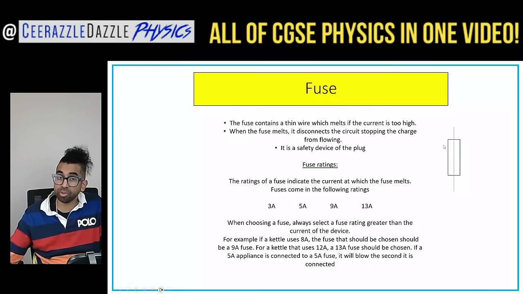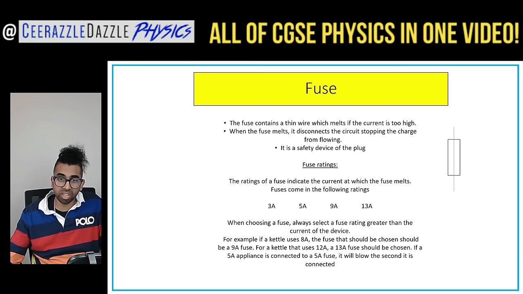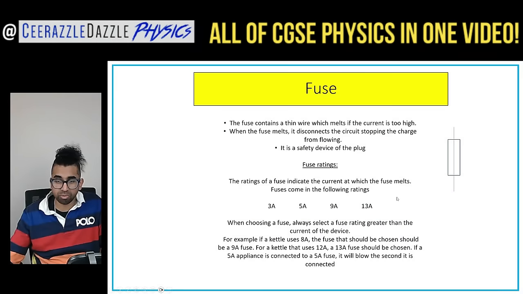The fuse. The fuse is a very thin wire which melts if the current is too high, and therefore it breaks the circuit. There are different types of fuse ratings, guys, and look, it's found over here. Look, the fuse is over there. There are different types of fuse ratings: 3 amps, 5 amps, 9 amps, and 13 amps. The fuse rating tells you the current at which the fuse melts. So if you put 3 amps into a 3 amp fuse, it will melt it straight away.